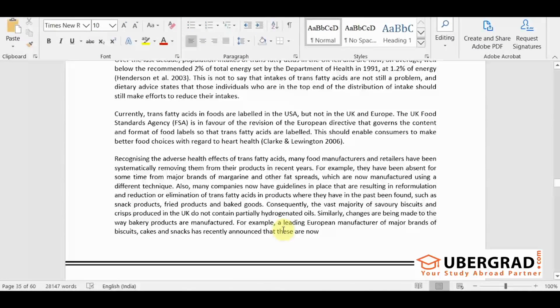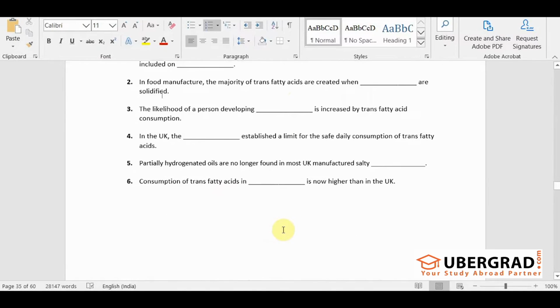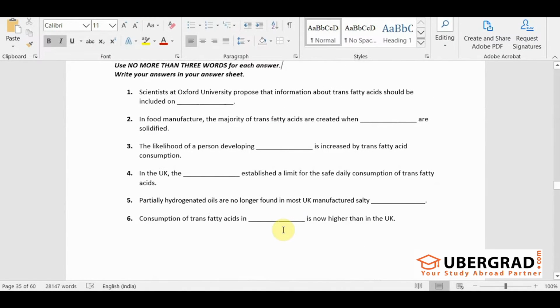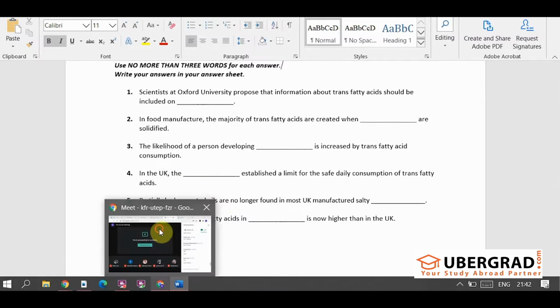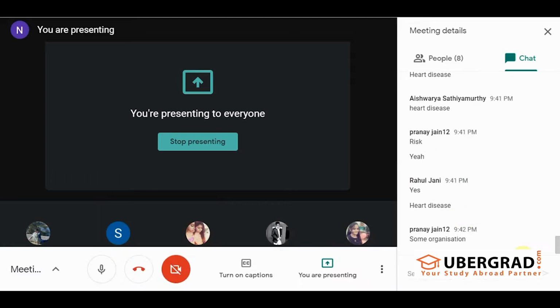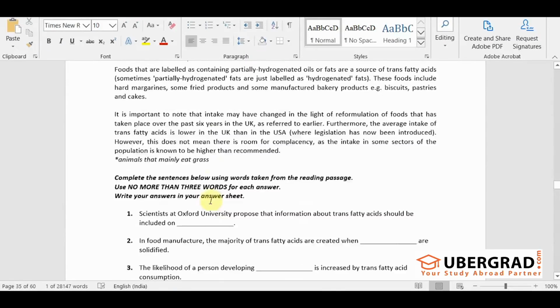Now the next is, in the UK the dash established a limit for safe daily consumption of trans fatty acids. For the safe daily consumption, what can establish a limit? Some organization. Okay, so what can be our keyword? We have UK over here. Let's search for UK. And what established the safe daily limit consumption? Let's see.